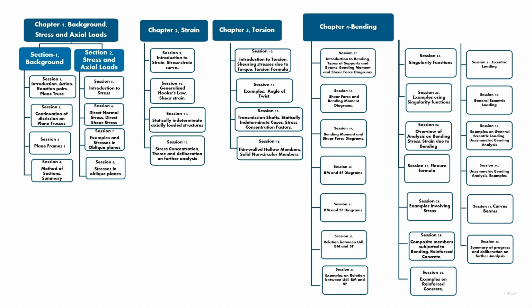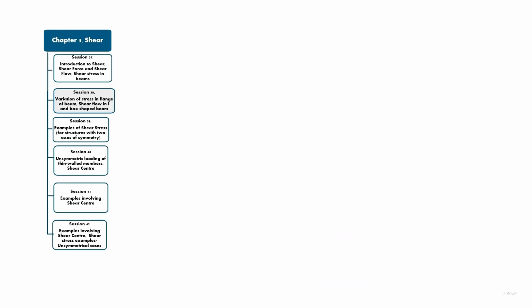These were the 36 sessions covered in the first 4 chapters. We looked at background, stress and axial loads, strain, torsion, and bending. This is the second session out of 6 sessions in shear. Here we look at stress and shear flow in an I-beam and a box-shaped beam.